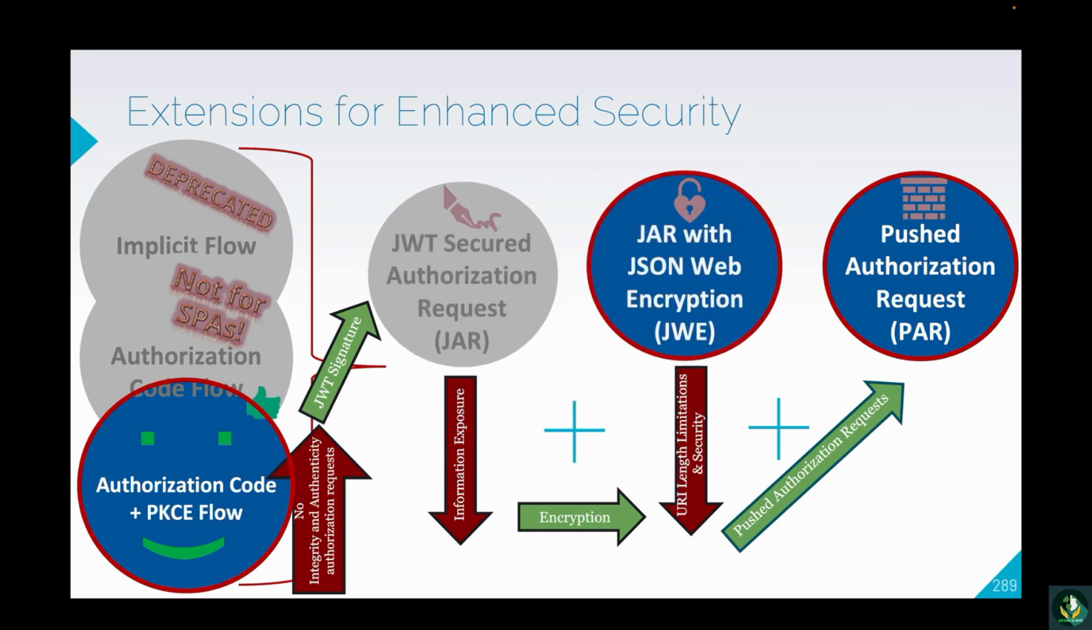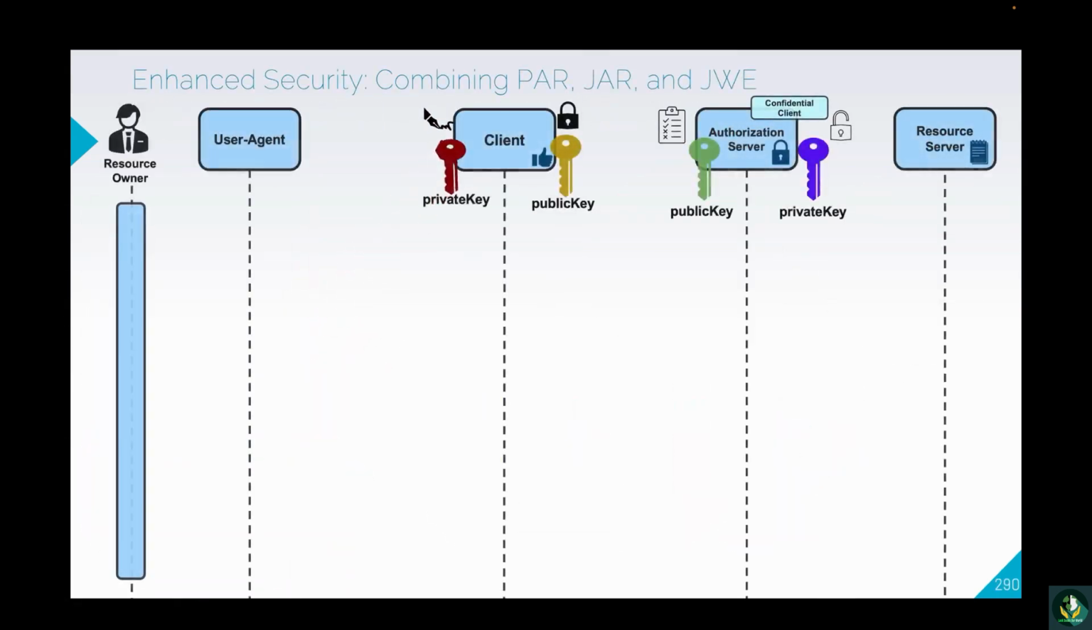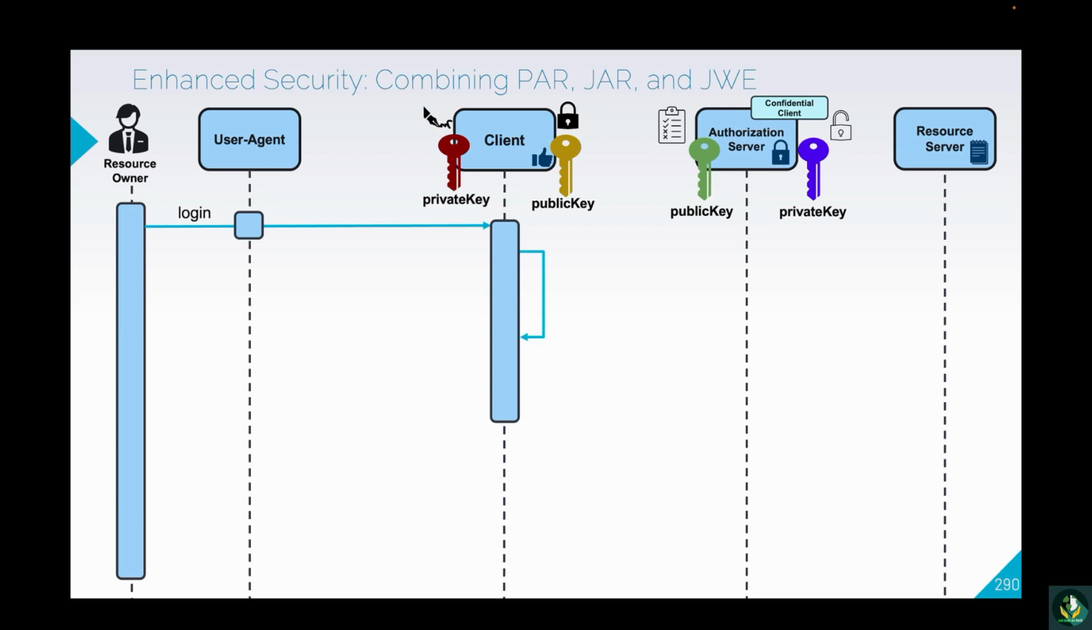Alternatively, we can combine JAR with JWE and PAR to add an additional layer of confidentiality. Let's walk through an example of how this might work using the following sequence diagram. As usual, the resource owner initiates the flow. The client then performs a series of actions. It generates the PKCE and securely stores the code verifier.